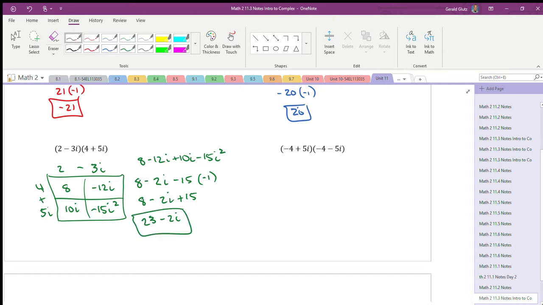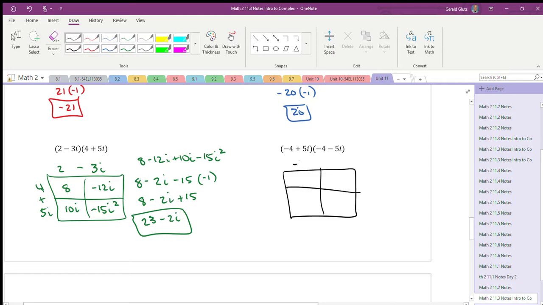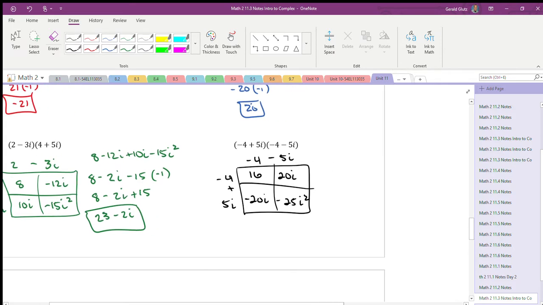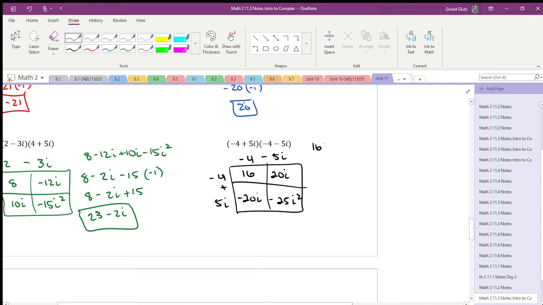And then our last example. So negative 4 minus 5i and then negative 4 plus 5i. So negative 4 times negative 4 is positive 16. Negative 4 times negative 5i is positive 20i. Negative 4 times positive 5i is negative 20i. Then 5i times negative 5i is negative 25i squared. So I'm going to add up all those. So 16 plus 20i minus 20i minus 25i squared.